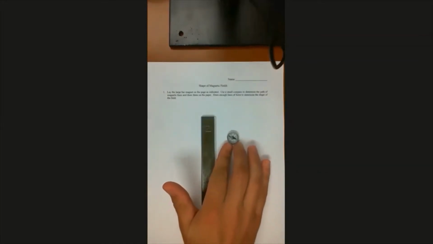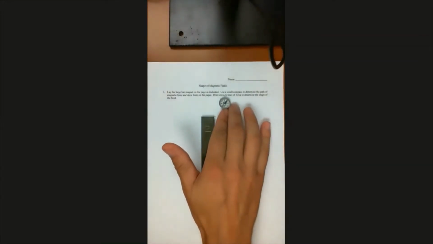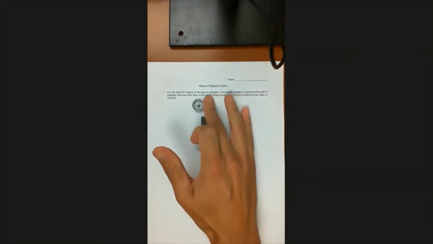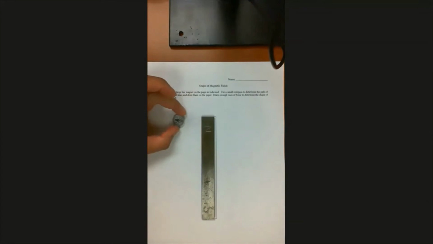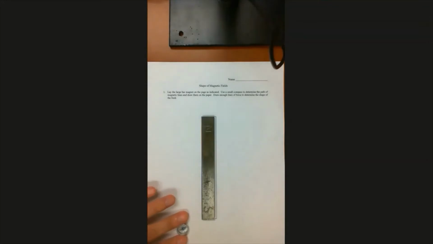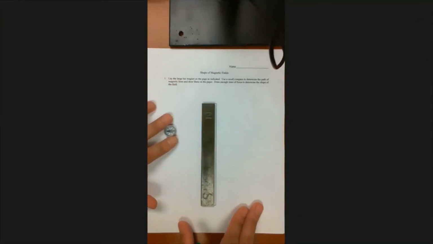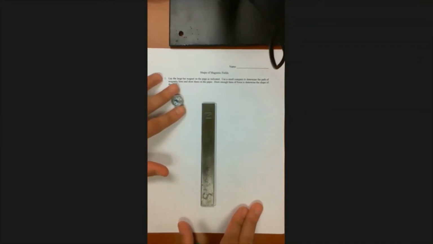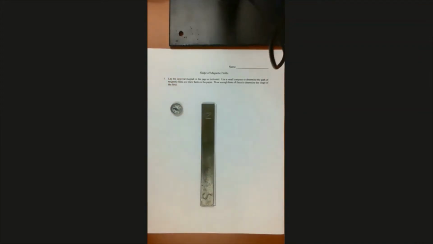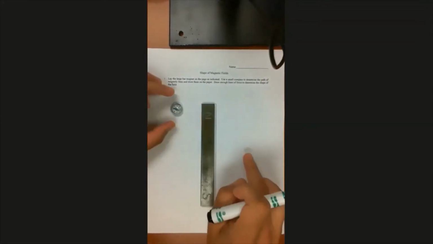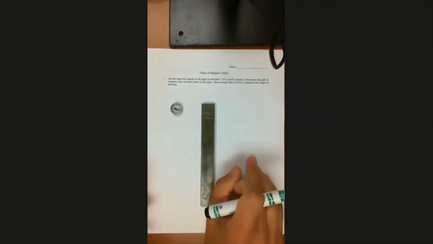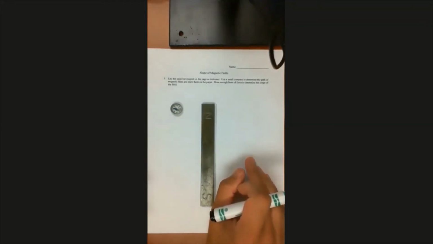Now, first of all, I'm just going to rotate this compass around, and hopefully you can see that the needle of the compass is changing its orientation depending on where it is in relation to the magnet. Can you see that the needle of the compass is changing its orientation based on where it is relative to the magnetic field? All right, so what I'm going to do here is I'm going to pick about 12 or 15 places around the bar magnet, and I want to draw the orientation of the needle of the compass. That's what I'm going to do.